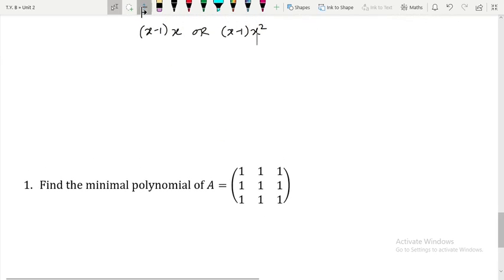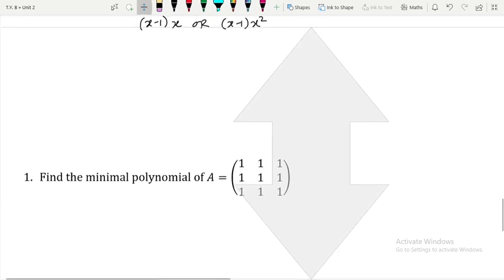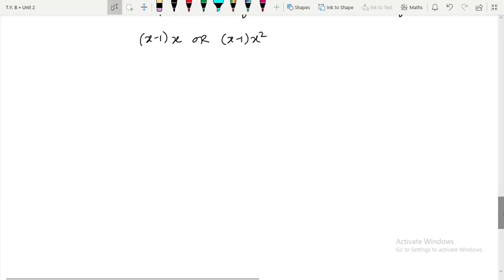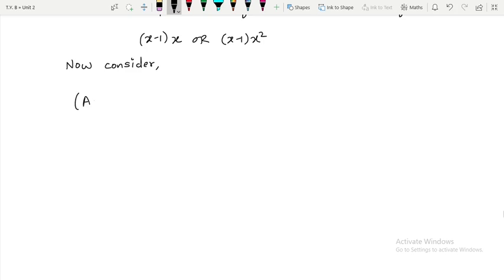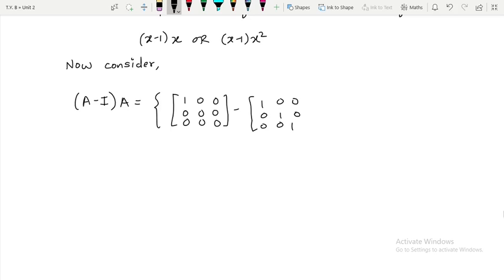So therefore I am going to check whether A minus I multiplied by A will be 0 or not. So I'll say, now consider A minus I multiplied by A, which is equal to, and your A matrix is 1 0 0 0 0 0 0 0 0, and from that you are going to subtract I. So minus I is 1 0 0 0 1 0 and 0 0 1, and outside it is A again, that is 1 0 0 0 0 0 and 0 0 0.